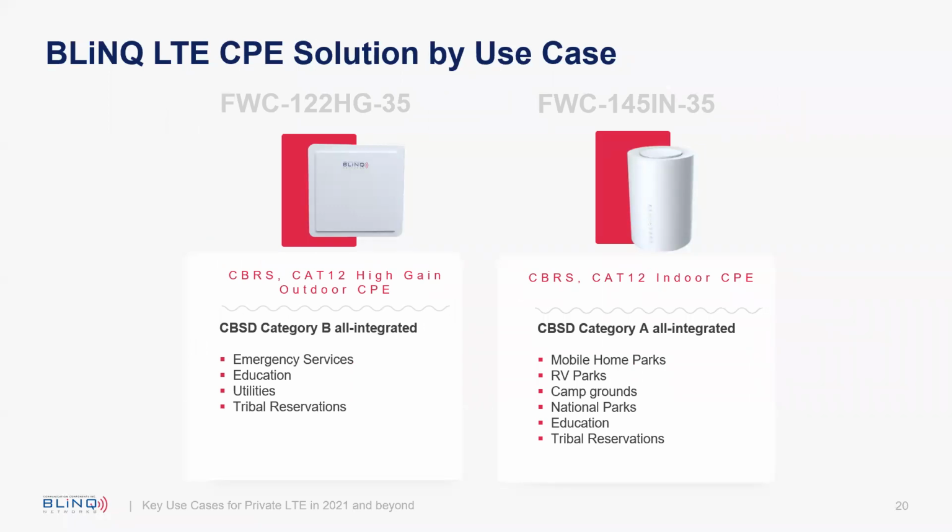And then just to tag on to the base stations, here we have listed the two CPE solutions by use case that could be deployed in an LTE network. I'll just quickly go through these. So the first one is a CBSD Cat-B all integrated outdoor CPE. This would fit into use cases for utilities, education, tribal reservations, just normal fixed wireless access, deployed outside the residence or the building and connected to the EPC. And then the second one here on the right is a Category A indoor device, all integrated, and would be perfect for education, campgrounds, RV parks, tribal reservations, marinas, very easy plug and play, providing Wi-Fi inside the home or campsite to the end user.